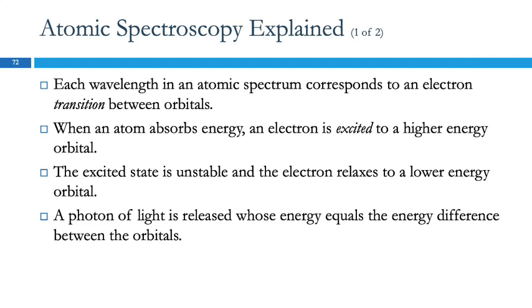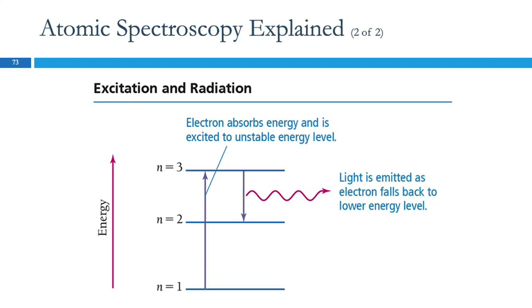So each wavelength corresponds to an electron transition. If the atom absorbs energy, the electron goes to a higher energy state. It's excited, because when we have more energy, we're excited, right? But that's unstable, and it comes back down to the lower energy state. And when it does that, the difference in energy is released as a photon of light. So that's what's happening here.